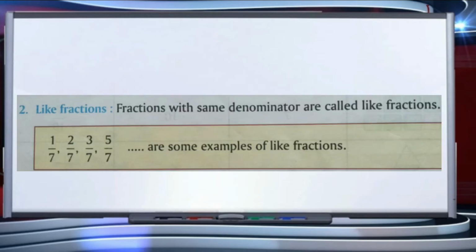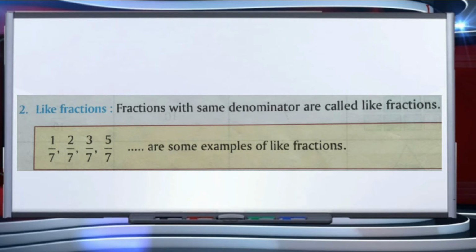Second is like fractions. Fractions with the same denominator are called like fractions. If fractions have the same denominator, they are called like fractions. Like we are having 1 by 7, 2 by 7, 3 by 7, 5 by 7. Here 7 is the denominator in each case. That means these are examples of like fractions.